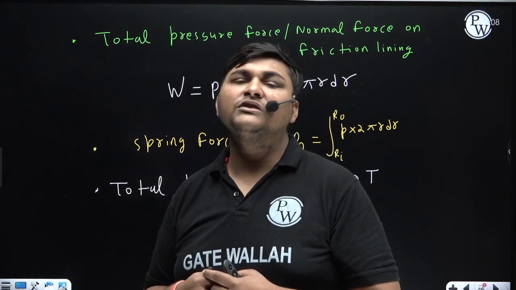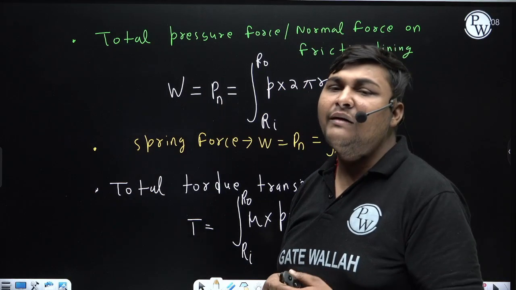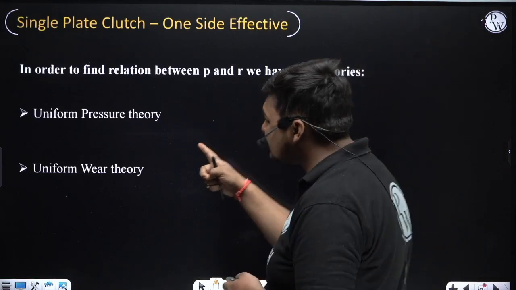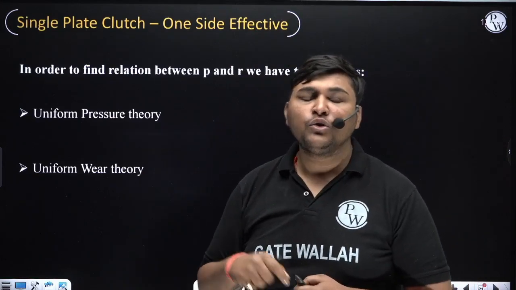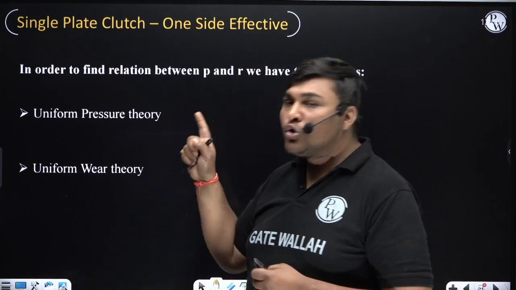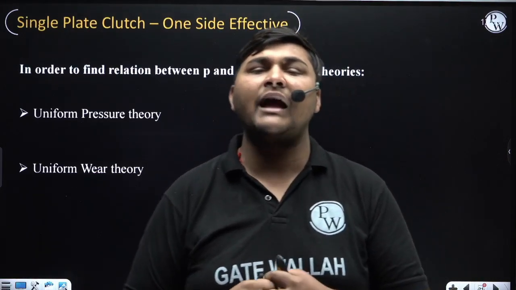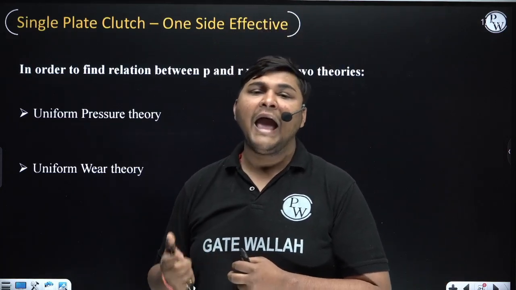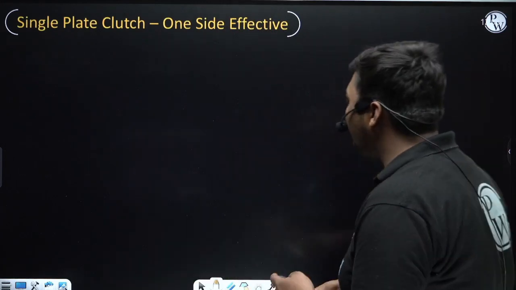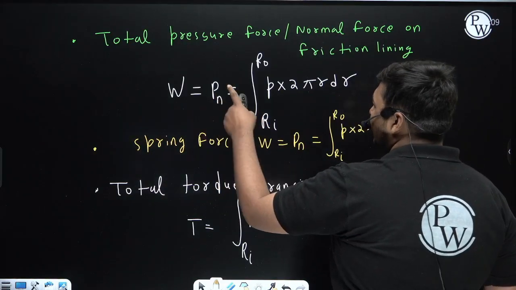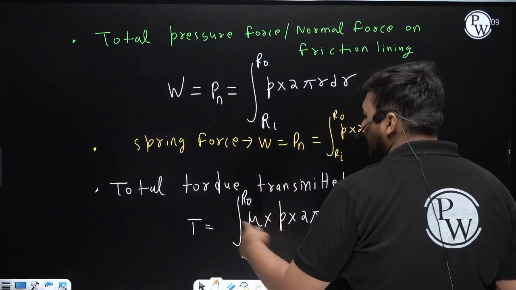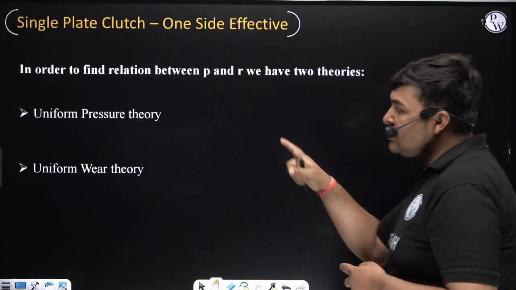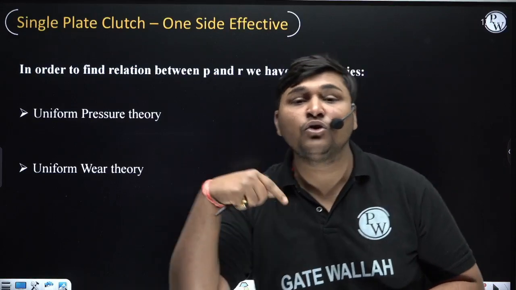But if pressure as a function of R is not given, then what we will do, we will assume some theory, like we will study some theory, like uniform pressure theory or uniform wear theory. And through this theory, we will assume a relation between pressure and R, means we will assume some pressure distribution across friction lining. And by using this pressure distribution, we will integrate this term and get the expression of W, and we will integrate this term, we will get the expression of torque transmitted by the clutch. But this distribution you will use only when pressure as a function of R is not given in the exam.